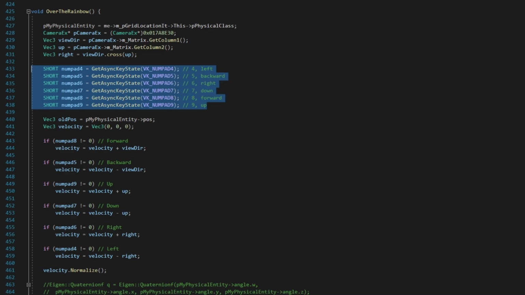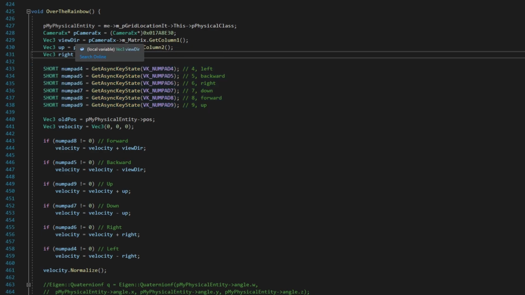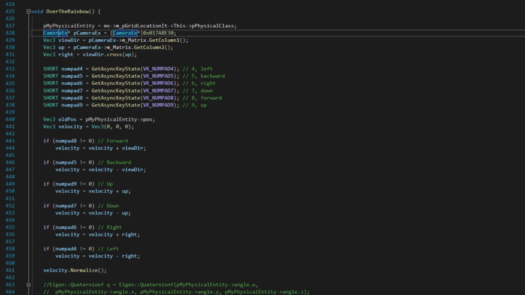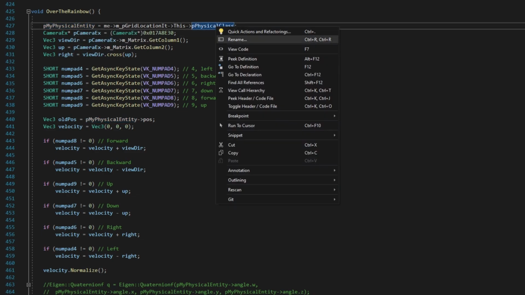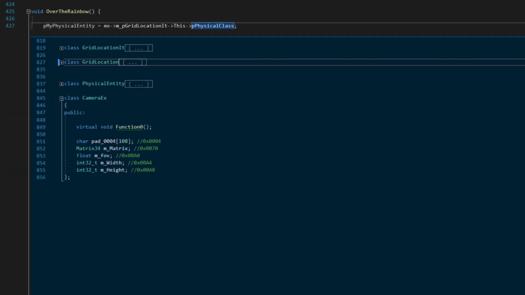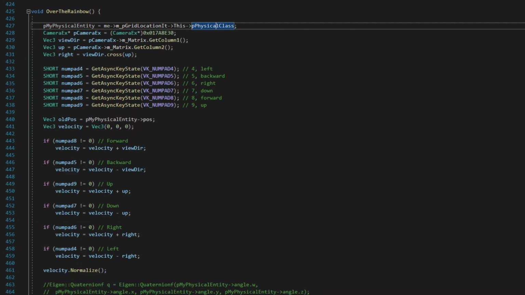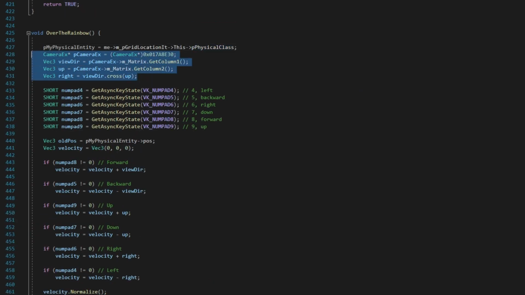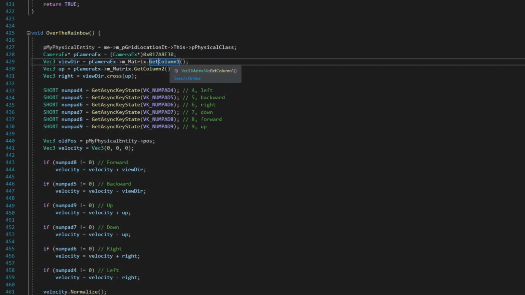I have created structs for vectors and matrices to make life easier and use classes like the camera and entity created with ReClass. I will make a video on ReClass and reversing games in general, I guess. But it just comes down to reading some values from the game. Here I use those classes and structs in the first few lines to get the player where we will change the position. Then to get the view and up vector from the matrix. My matrix struct has functions for extracting those columns.